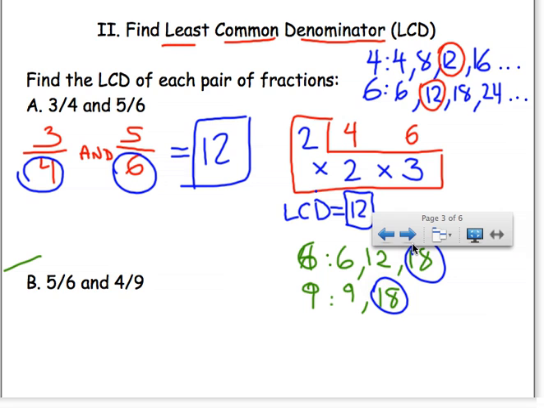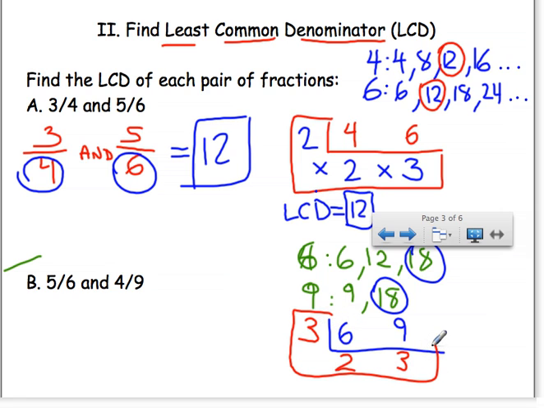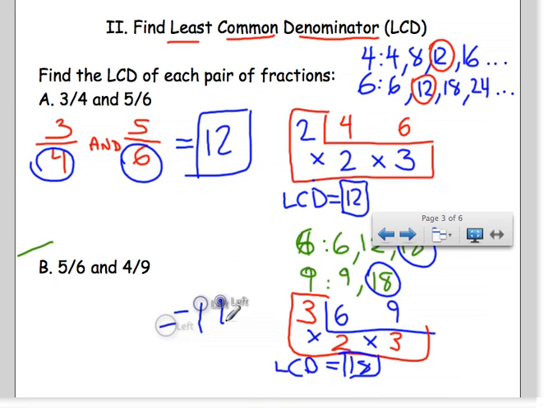Or you could have used the cake method. If you're dividing 6 and 9, the number that goes into both of them is 3. 6 divided by 3 is 2. 9 divided by 3 is 3. If you multiply all these numbers together, 3 times 2 is 6. 6 times 3 is 18. And again, you would have found that the least common denominator was 18. So again, 18 should have been your answer. If you got that, give yourself a check.